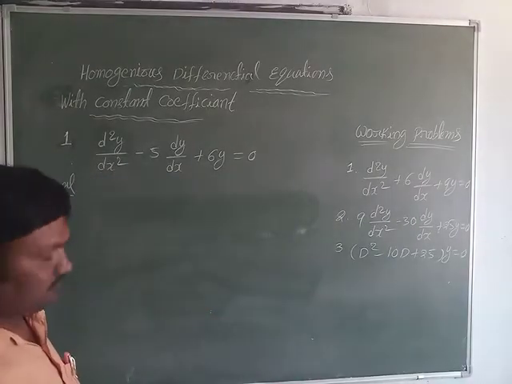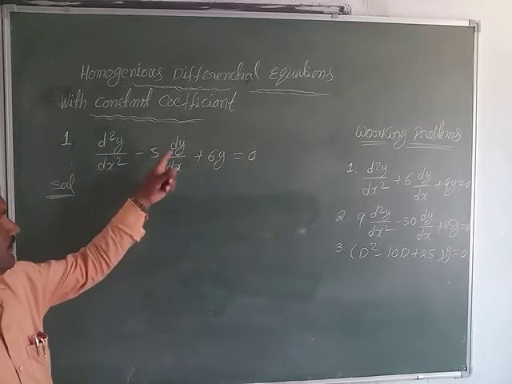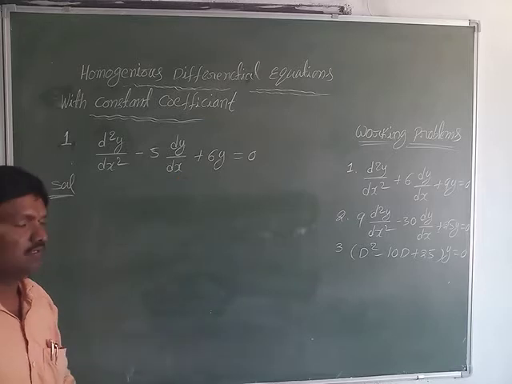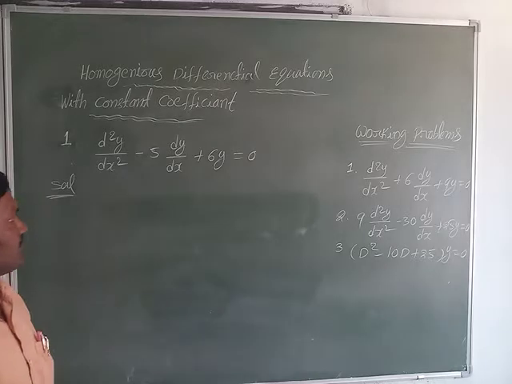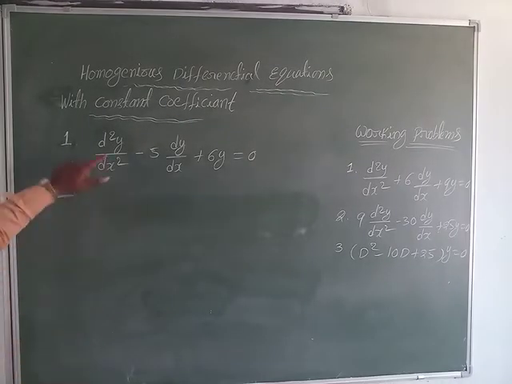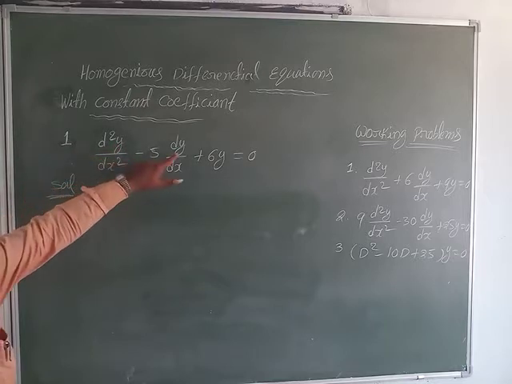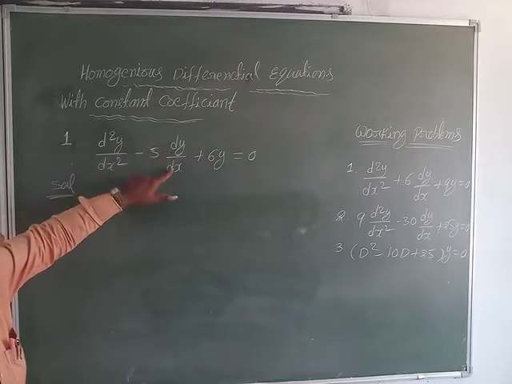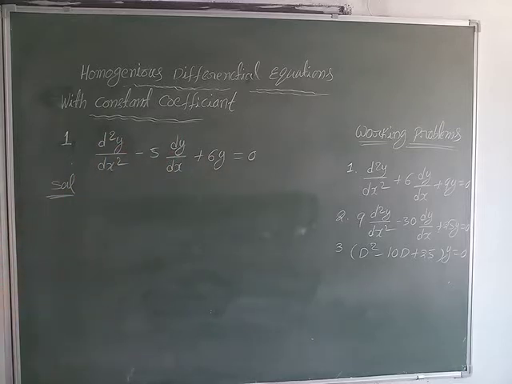Look here, given one problem: d square y by dx square minus 5 into dy by dx plus 6y equal to 0. This is a second order differential equation. Here the second derivative of y with respect to x, and the first derivative of y with respect to x. Right, so let us solve this problem.